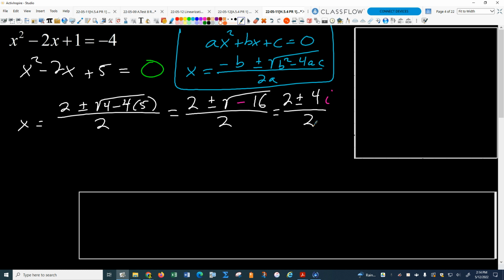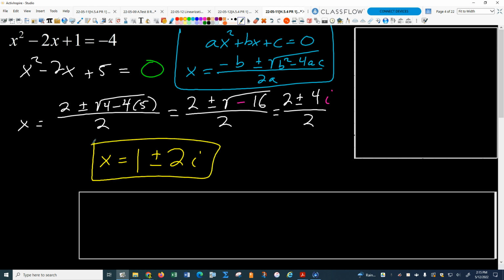So then I could split that up into separate pieces, couldn't I? If I split that up into separate denominators, 2 over 2 reduces to what? 1. So I'm getting 1 plus or minus 4 over 2 reduces to 2. And then I've got an i in that second term.